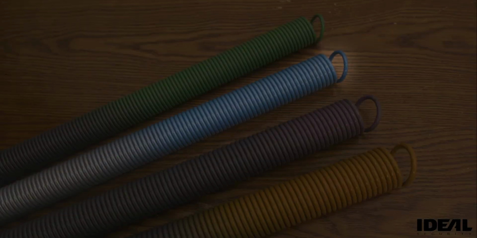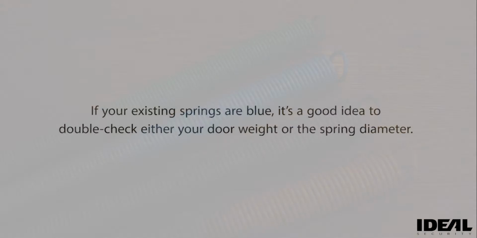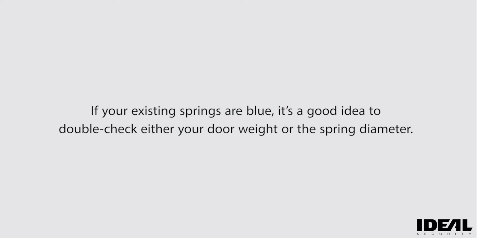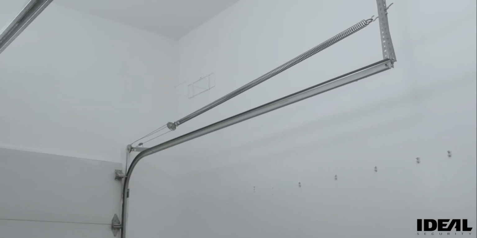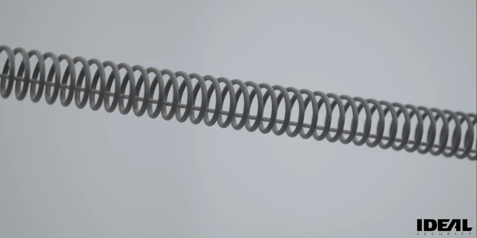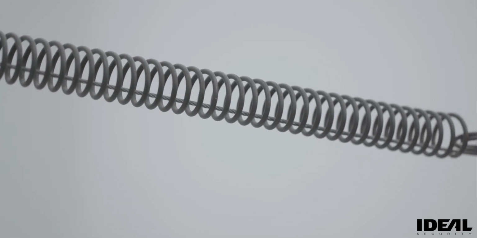Some other companies use blue for both their 90-pound and 140-pound springs. If your existing springs are blue, it's a good idea to double-check either your door weight or the spring diameter. Take a look at your existing springs. If they are color-coded, make sure you replace them with springs of the same color.